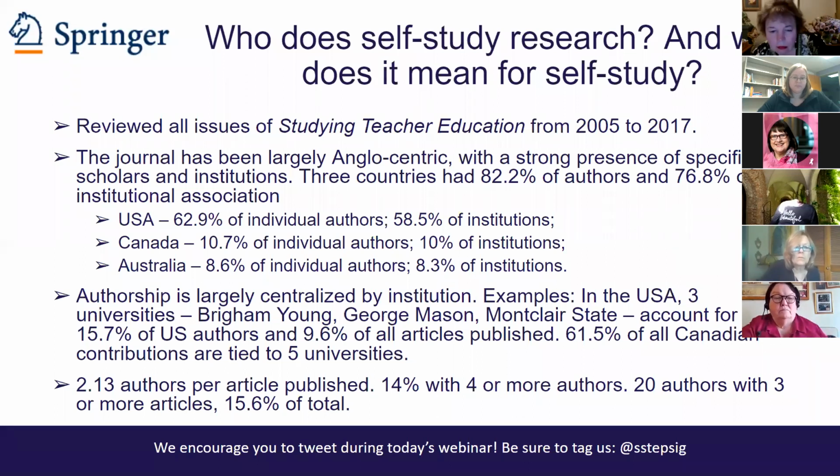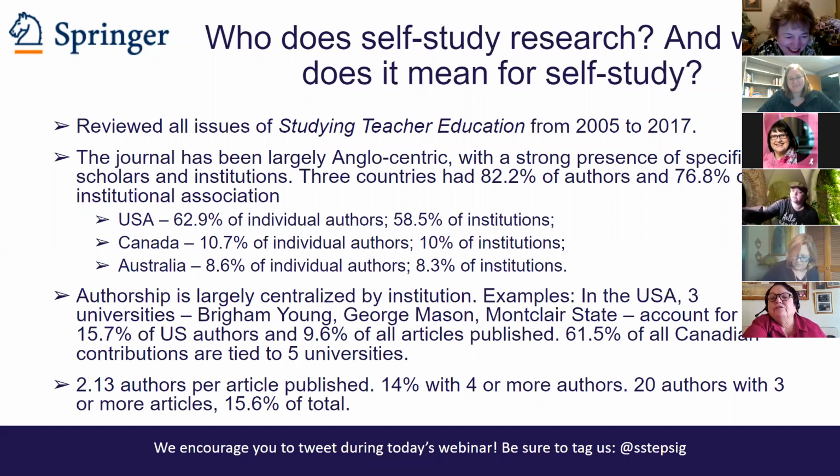Another example was a little over 61% of all Canadian contributions were tied to 5 universities, with the large majority of those coming from 2 institutions, Toronto and, blanking on the other one all of a sudden.